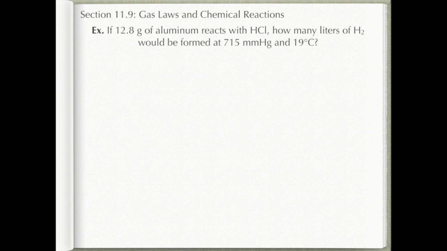If it tells me I have 12.8 grams of aluminum and it reacts with hydrochloric acid, HCl, this is asking me how many liters of H2 would be formed at 715 millimeters of mercury and 19 degrees Celsius. So ultimately, what it's asking me to do is say, okay, I have 12.8 grams of aluminum. How many liters of H2 would be formed?